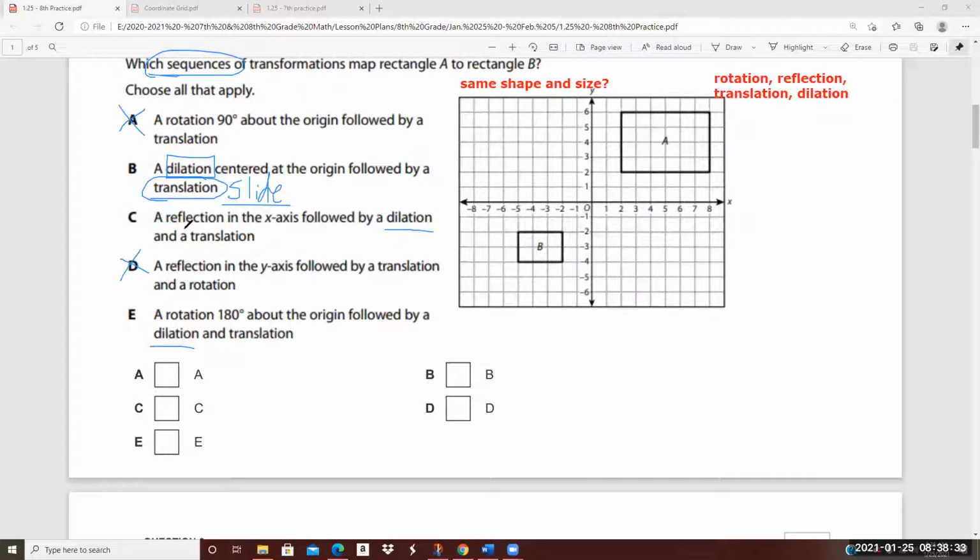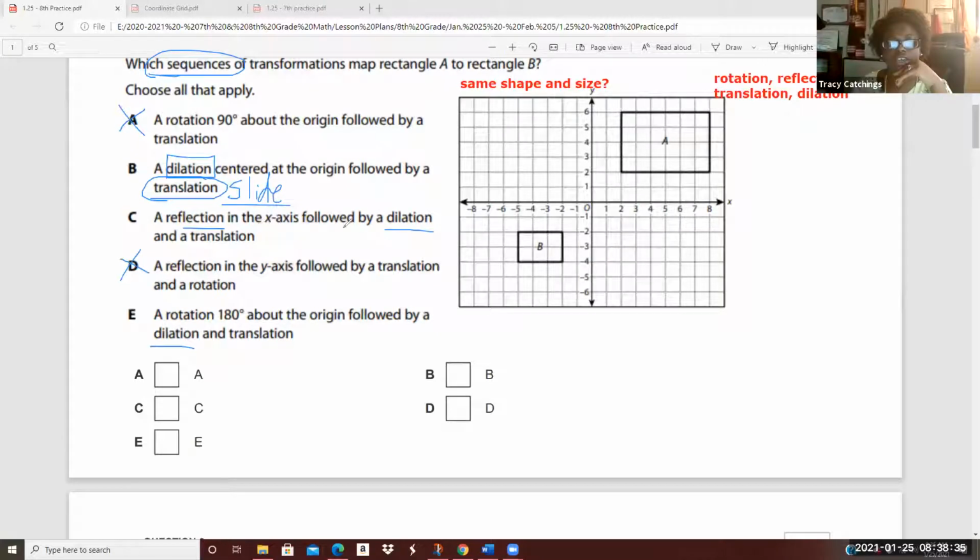So let's look at C. C says a reflection in the x-axis followed by a dilation. So could it have reflected over this x-axis and then gotten larger or smaller? Look at A. Could A have reflected over this x-axis and gotten larger or smaller? All right, Lakeland, you said yes. If I reflect A, what quadrant would A be in?